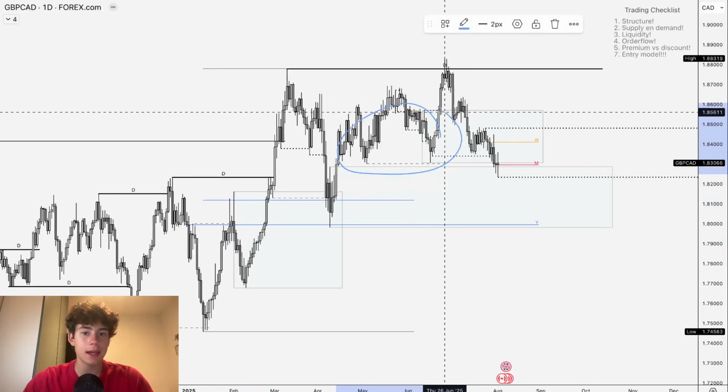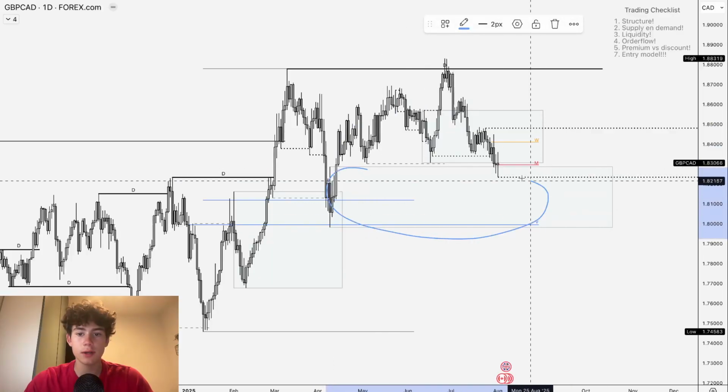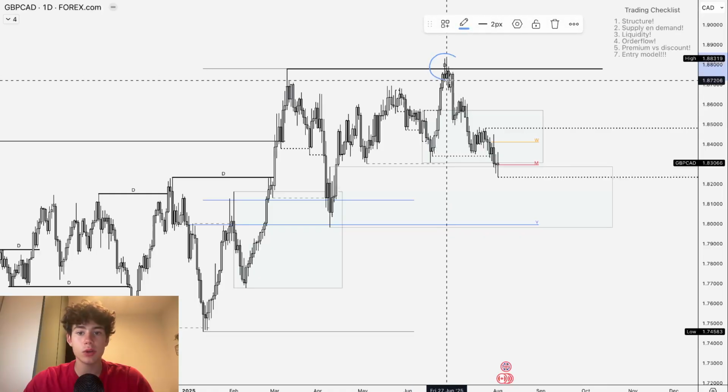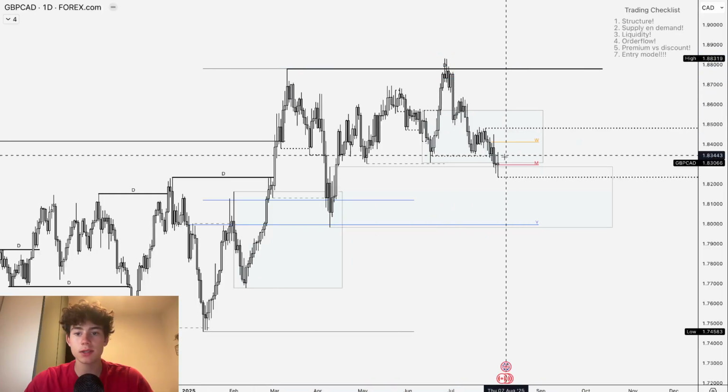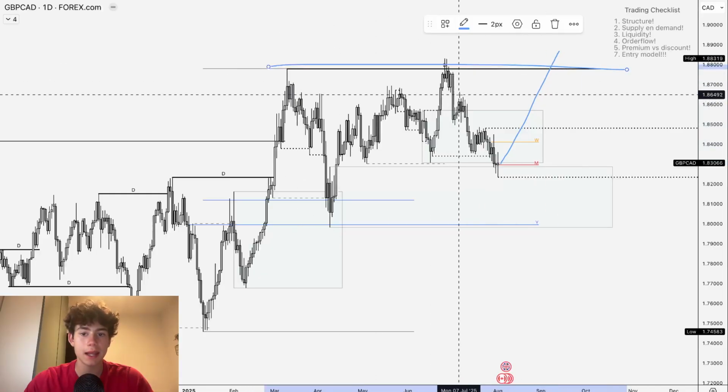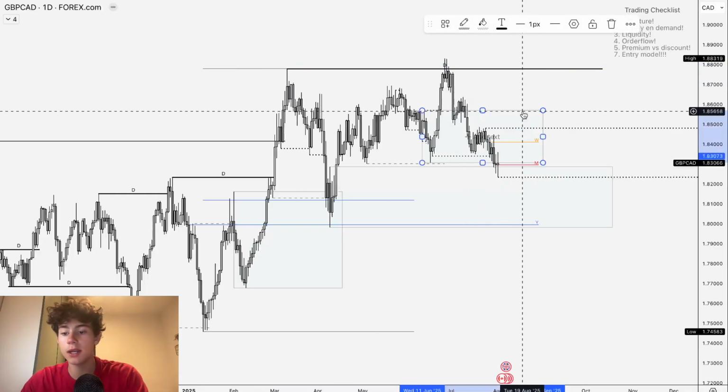I didn't take any longs over here because I was still waiting for this demand to get tapped before looking at any longs. And as you can see, we also didn't break the high yet, so I still think we could see that push up higher to make the actual break of the high, get a candle close. So that's also what I'm waiting for.